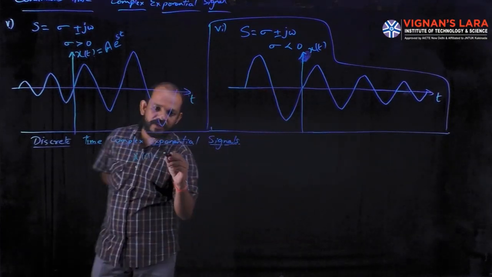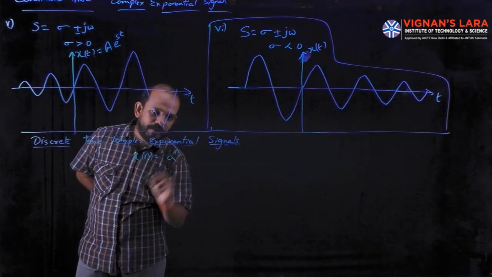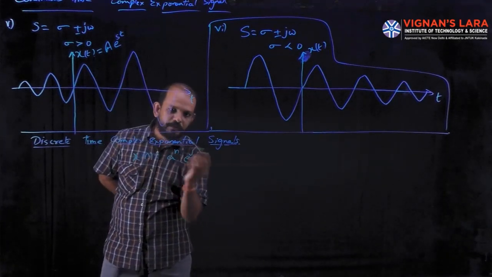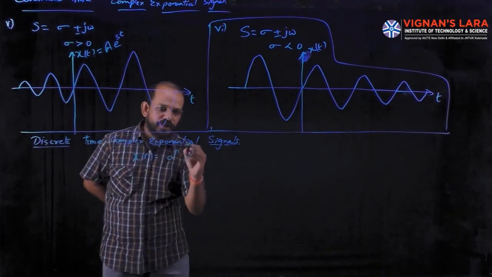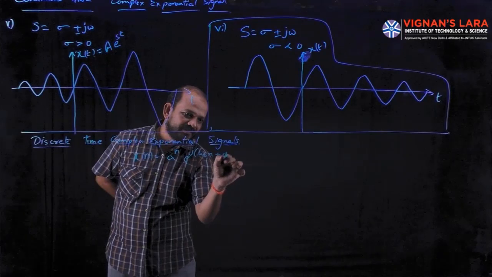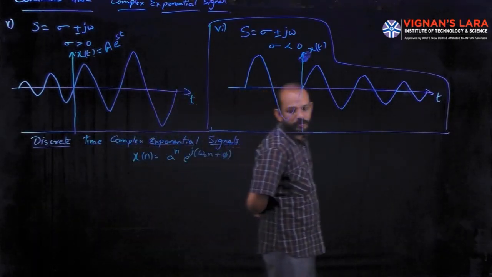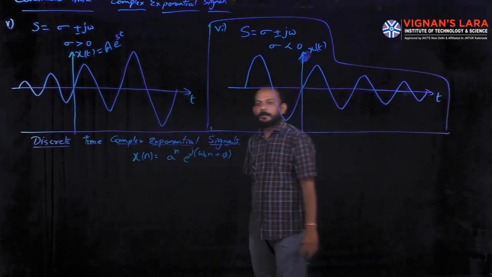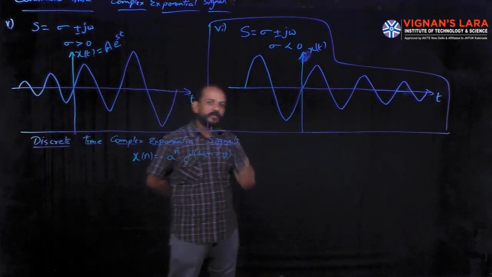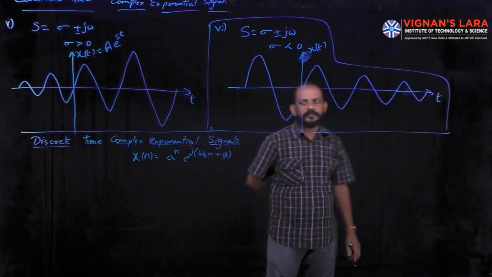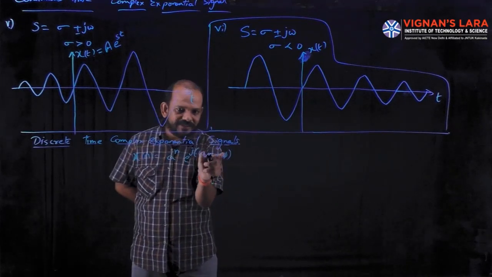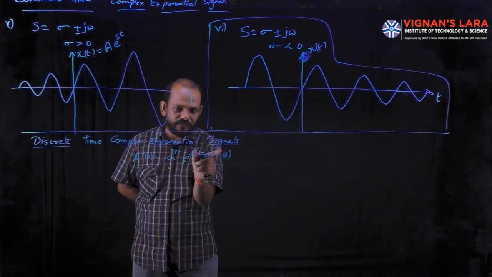So x of n equals a to the power n into e to the power j omega naught n plus phi, because it is exponential. And you all know the value of e to the power j theta. What is e to the power j theta? Cos theta plus j sin theta. Treat this whole exponent completely as theta.